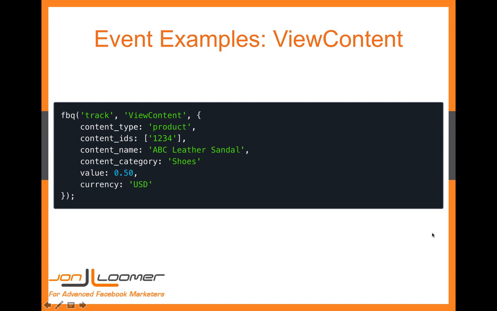Some other examples, for view content, for example, we're tracking the view content event, and it looks like they're viewing a product right now. That product is product ID 1234. The name of it is ABC leather sandal, and it's under the shoes category. Now understand why they have the value of 50 cents here. This is not the value of the product, otherwise those would be some very cheap shoes. In this example, they're saying this is the value of this view: on average, based on the percentage of people who end up actually purchasing, that is the value of this page view.